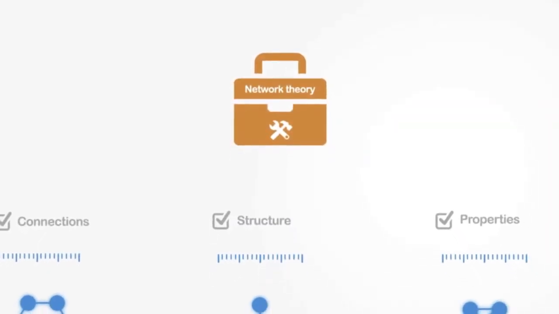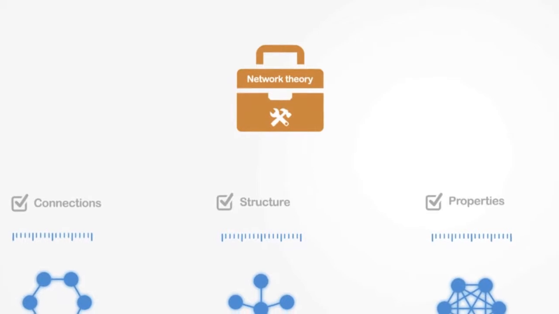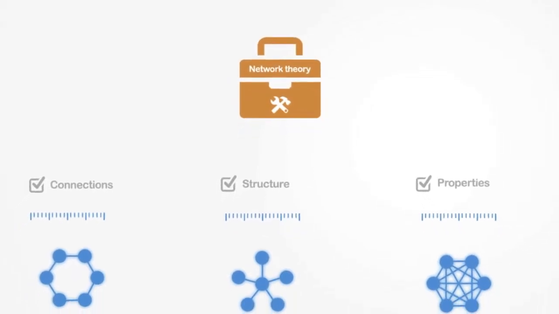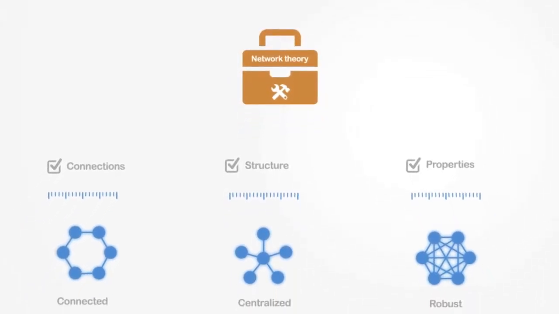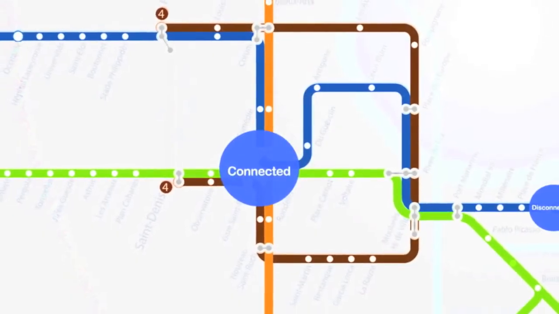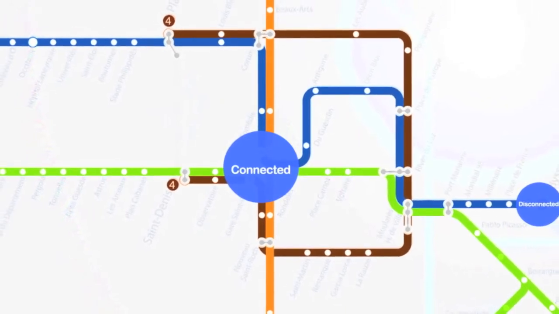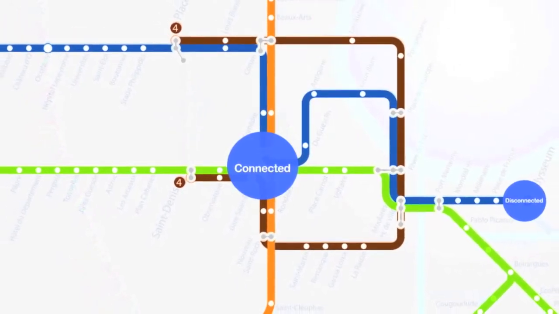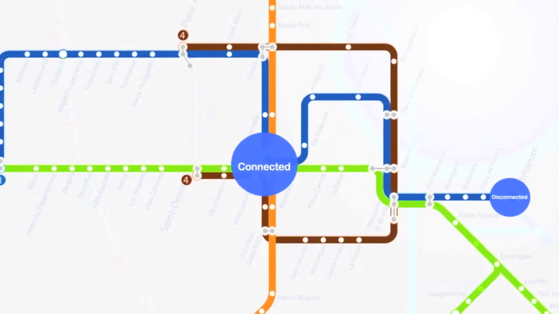Network theory gives us a set of tools for analyzing the individual elements and relations within these networks, the structure of the network, and the properties that these different network structures give rise to. The first set of questions we might like to ask about a particular network relates to its degree of connectivity, that is, how connected an individual element or the whole network is.